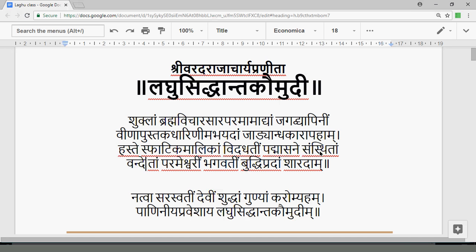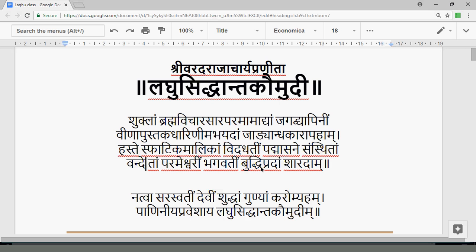All these are adjectives to the same Sharda. And in the second case, Haste Spatika Malikam Vidadatim, she holds in the hand, Haste is Saptami Ekavachana. In the hand, she holds a Spatika Mala.